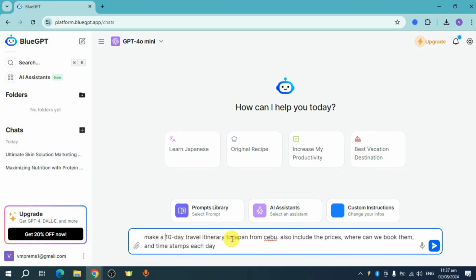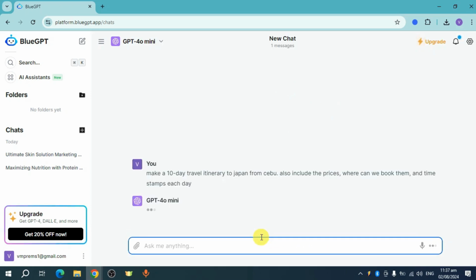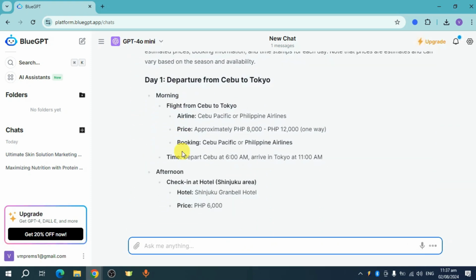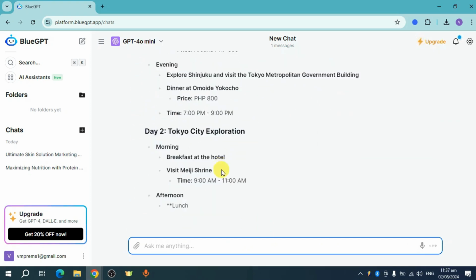And here is my destination. Japan is my destination, and I'm coming from Cebu, which is in the Philippines. And I actually asked them to include the prices, where I can book those activities, and the timestamps each day. I'll head over and send this to them. And as you can see, this will actually make in here this day one itinerary as well as this case.